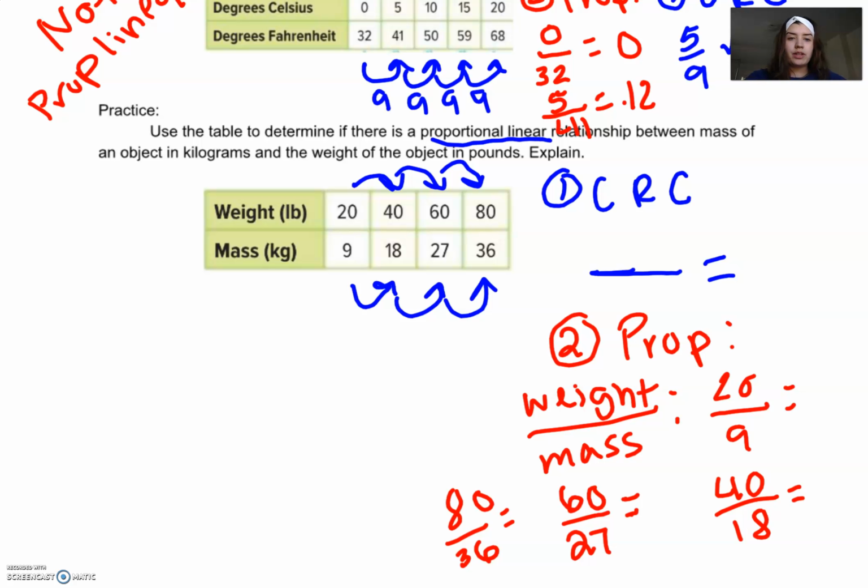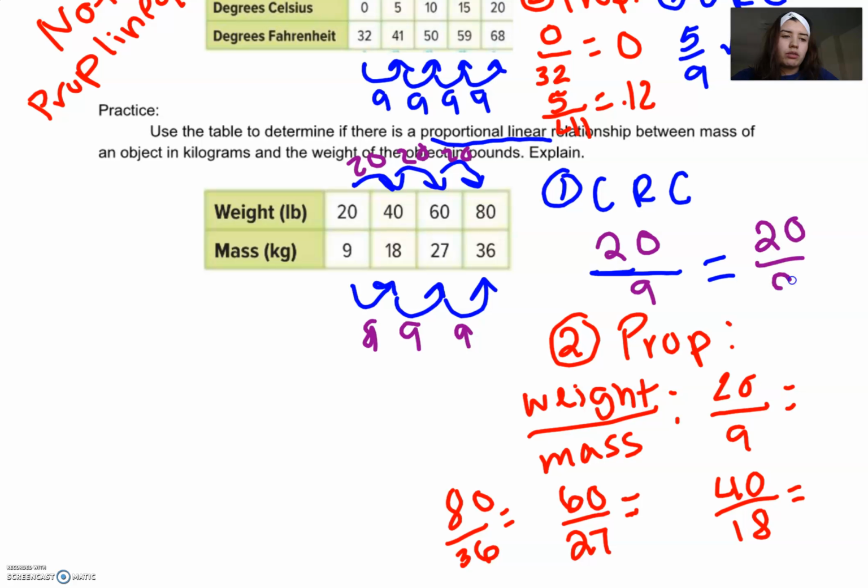Now, if you are not ready to move on, go ahead and pause the video, and then I'm going to give us a quick explanation. So when we're looking at constant rate of change, we're checking this weight. It's going up by 20 every time. And then our bottom is going up by 9 each time. So because every time is the same, this is a constant rate of change, and I'm just going to leave it as 20 over 9.